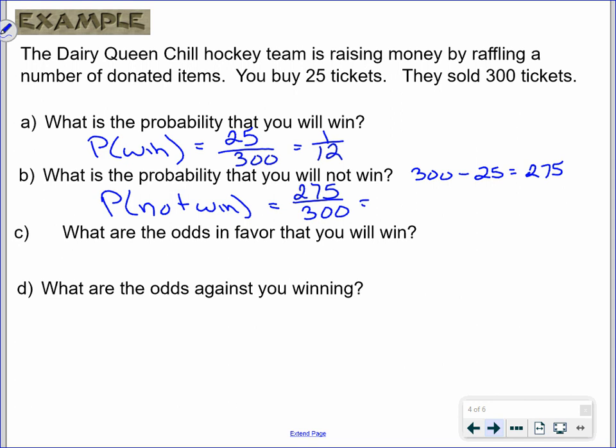So again, we could put this into lowest terms. Divide by 25, and you will have an 11 out of 12 chance of not winning.